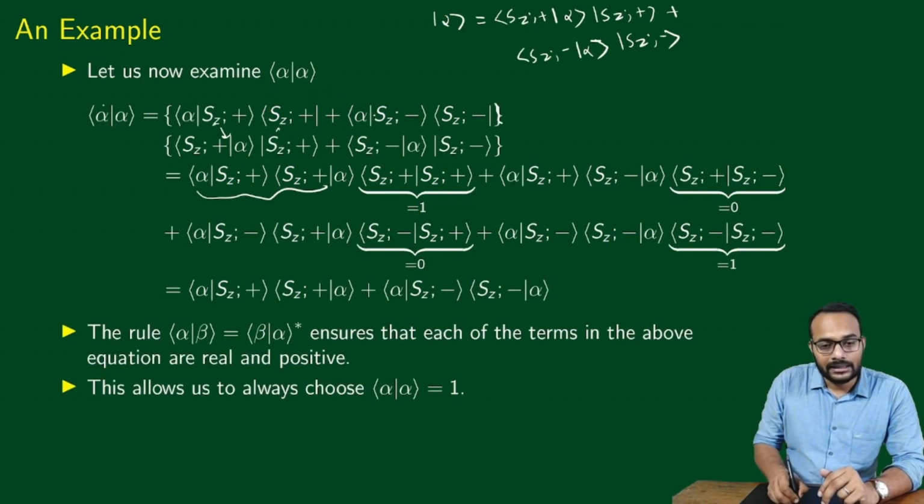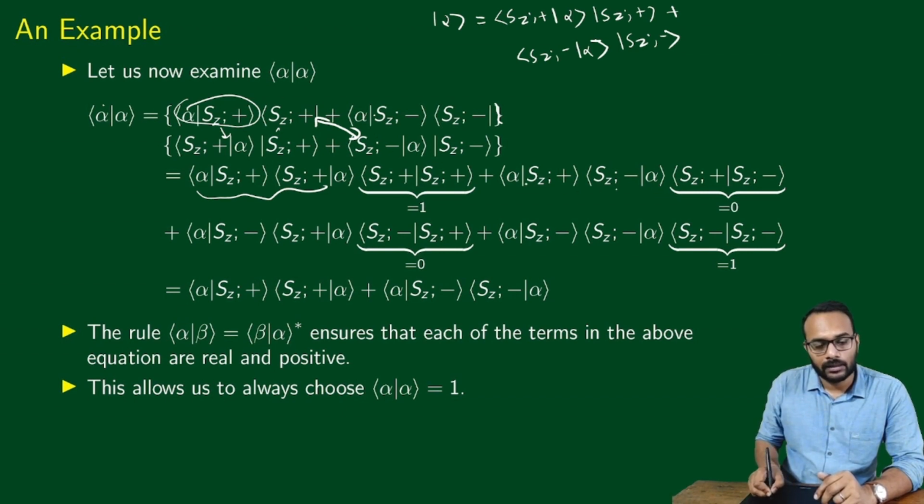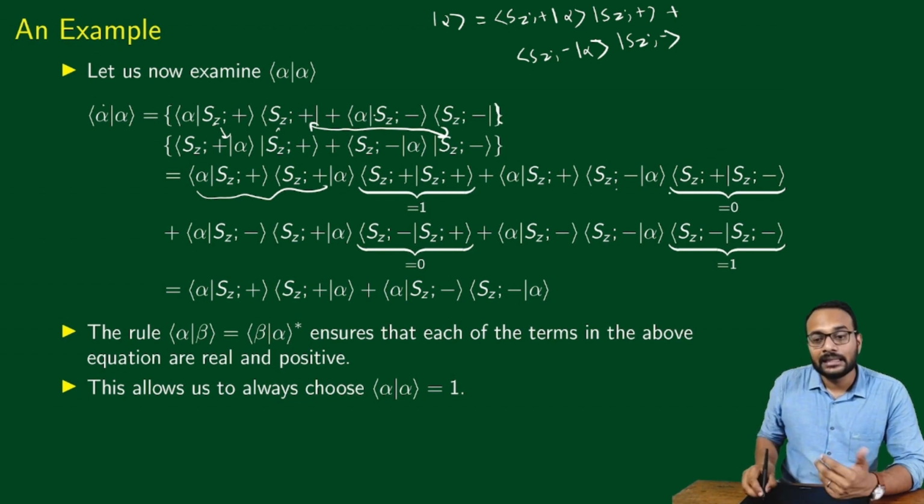We combine this term with this term. Again, I write the numbers separately. This bracket is a number, as I said before. So this is alpha sz plus times sz minus alpha. All right. And then there's the bracket of sz plus with sz minus. But since these are orthogonal states, we said that the base vectors are orthogonal. This is equal to 0. So this term just vanishes.